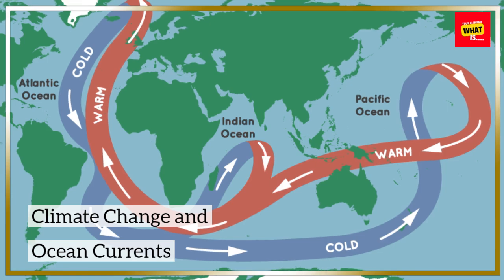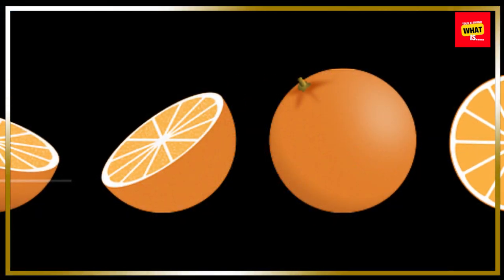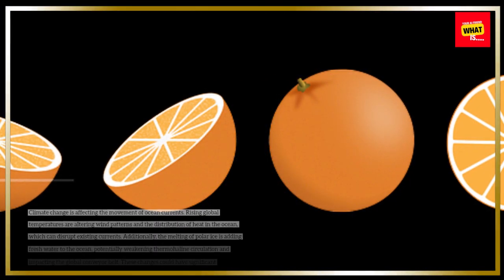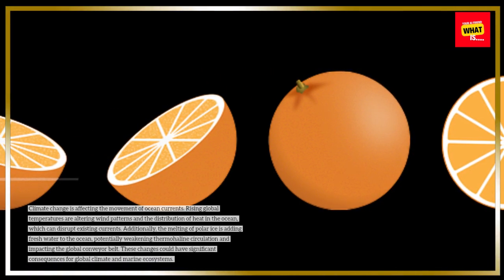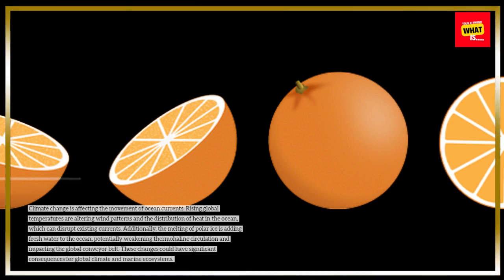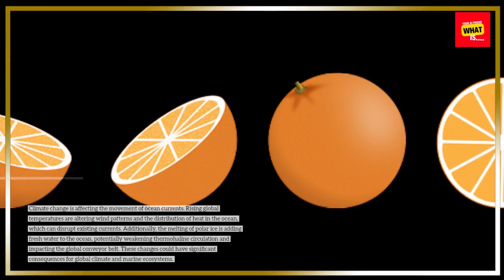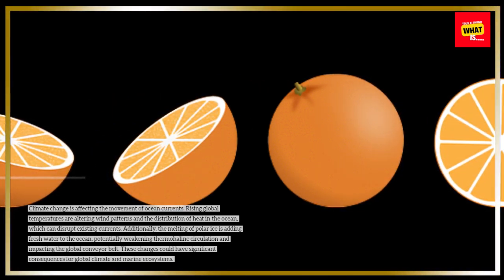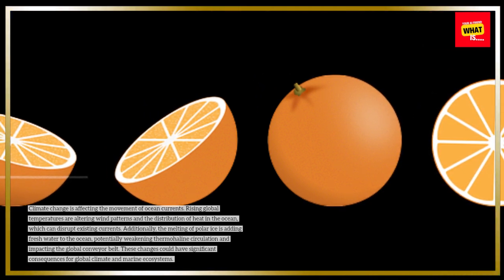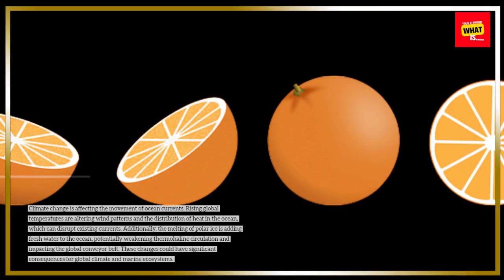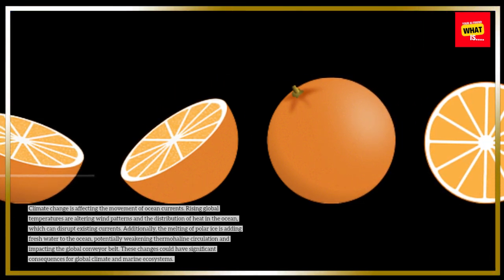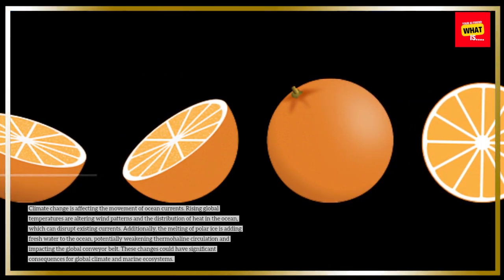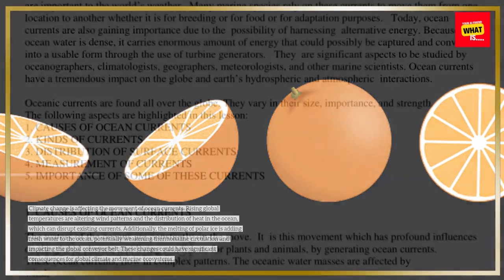Climate change and ocean currents. Climate change is affecting the movement of ocean currents. Rising global temperatures are altering wind patterns and the distribution of heat in the ocean, which can disrupt existing currents. Additionally, the melting of polar ice is adding fresh water to the ocean, potentially weakening thermohaline circulation and impacting the global conveyor belt. These changes could have significant consequences for global climate and marine ecosystems.